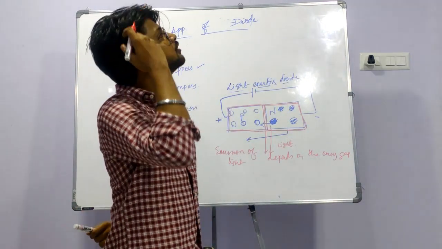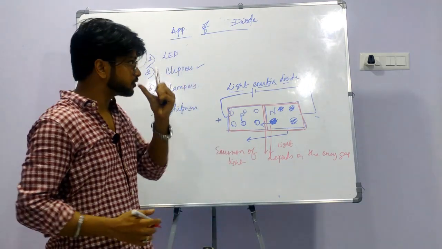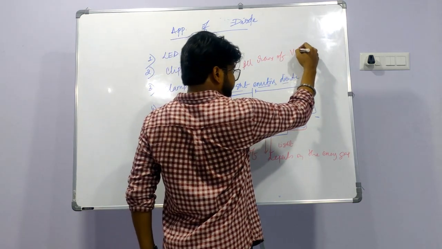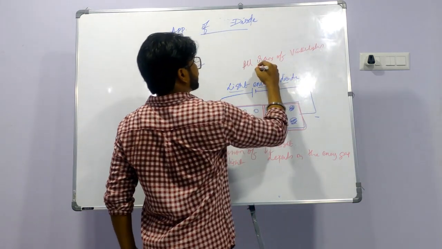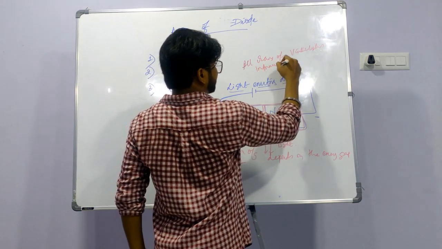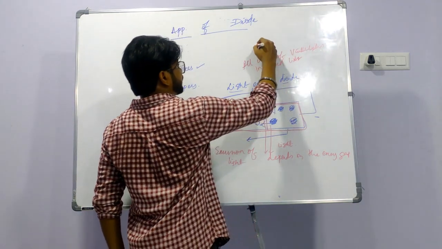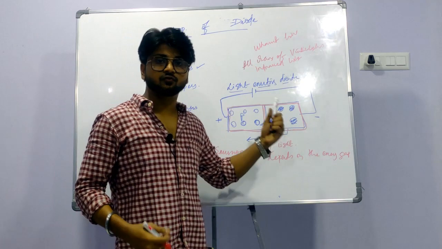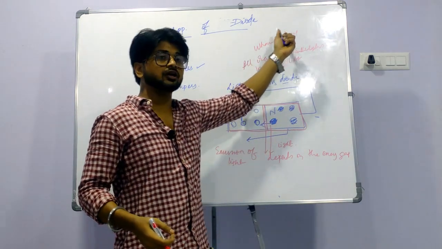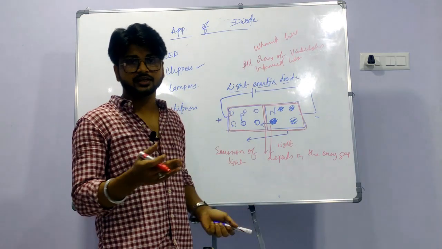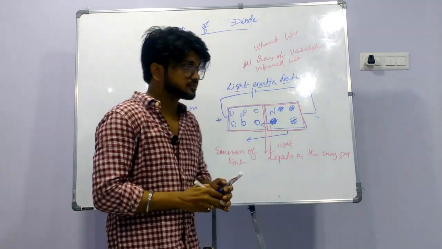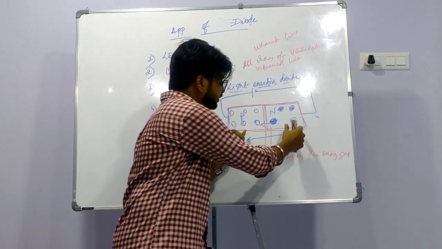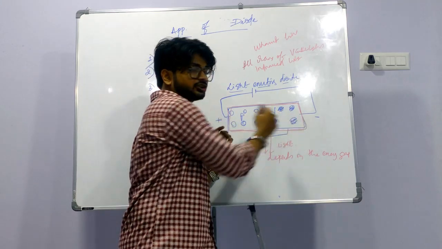That means this LED can produce the whole range of visible lights as well as infrared and ultraviolet lights. So the wavelength of light will decide whether it's ultraviolet, violet, indigo, orange, red, all these colors, or infrared. So this wavelength depends on the energy gap of the PN junction.